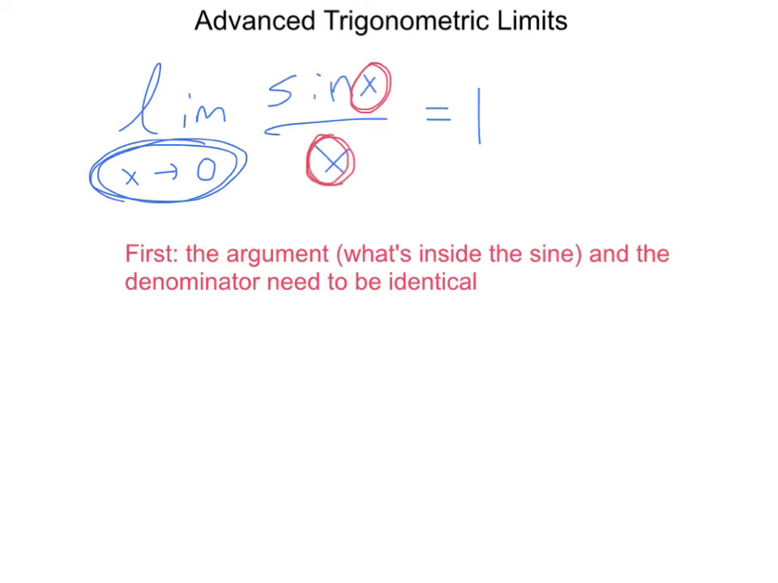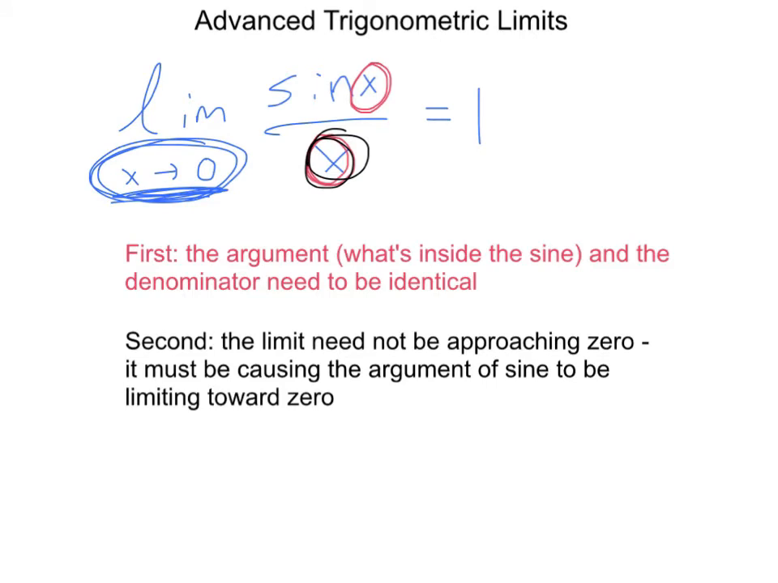Now the second thing is, this limit here doesn't have to be going towards 0. What's important is that whatever this is going towards, it needs to be making this thing turn into 0. So again, whatever this limit is approaching, it doesn't have to be 0, but it has to be making these two identical things turn into 0. So I've got some examples of this. We're going to spend a little bit of time on this, but these are good, exciting problems because it feels a little bit like magic.